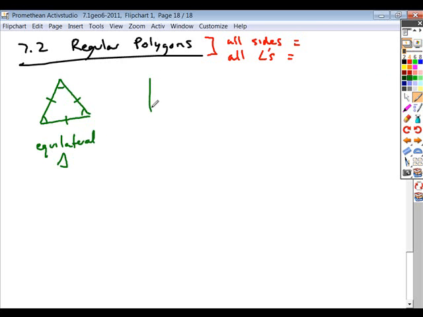triangle. What about a regular quadrilateral? What's that called? Square. So all sides equal, all angles equal. Okay, after you get beyond these two, there's no specific names for them. They're just referred to as regular, whatever classification they are.